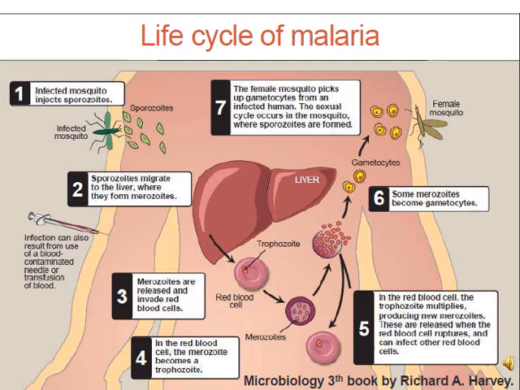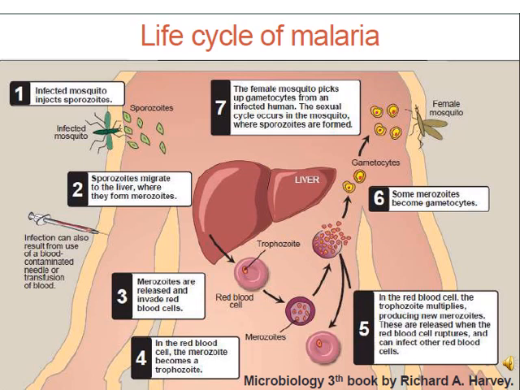These sporozoites migrate to the liver and form merozoites. These merozoites are released from the liver and again infect the red blood cells, and the infected red blood cells become trophozoites. These trophozoites multiply in the RBCs and are then converted into merozoites, which are released into circulation again.